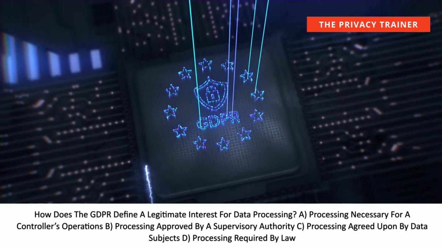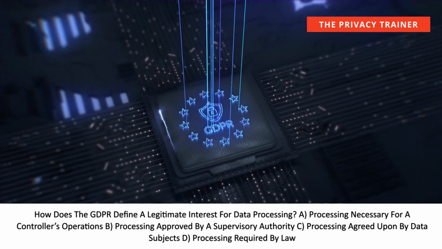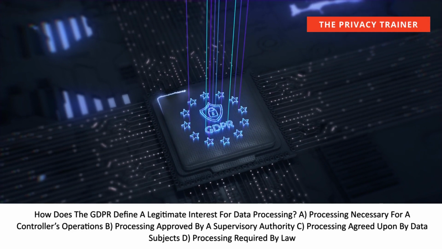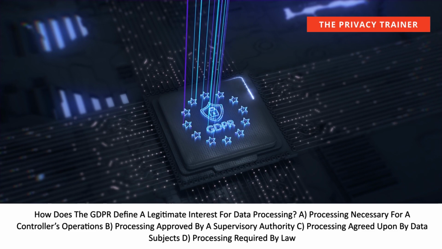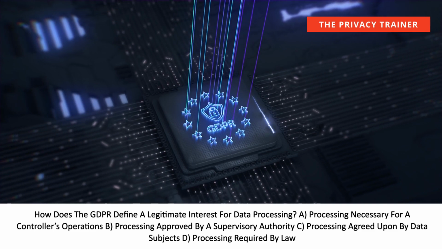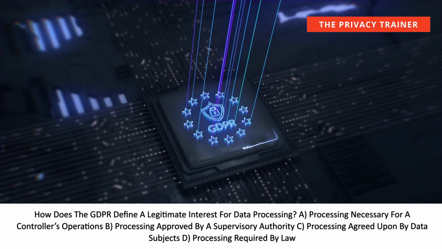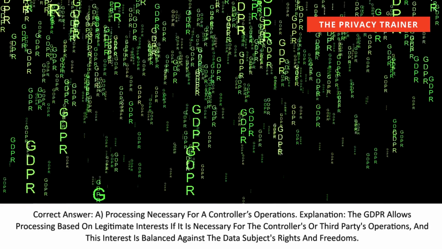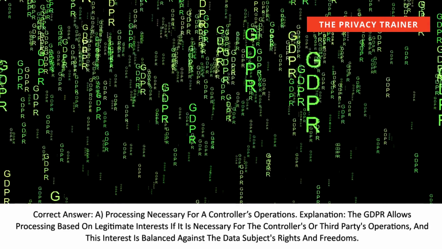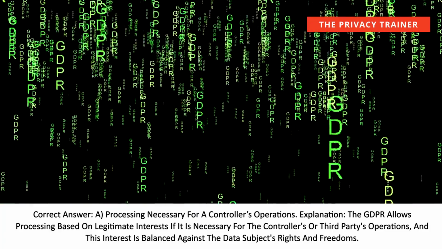How does the GDPR define a legitimate interest for data processing? A. Processing necessary for a controller's operations. B. Processing approved by a supervisory authority. C. Processing agreed upon by data subjects. D. Processing required by law. Correct answer: A. Processing necessary for a controller's operations.